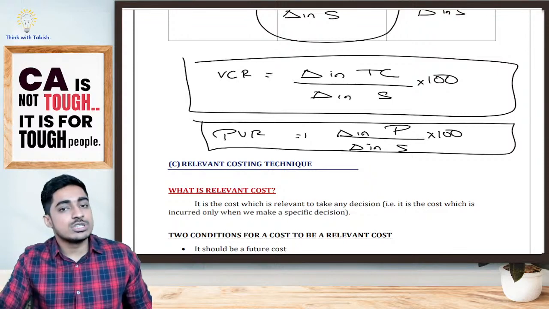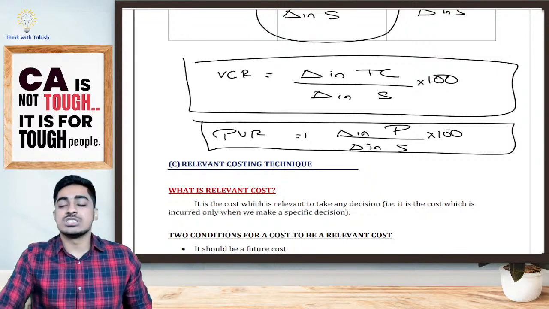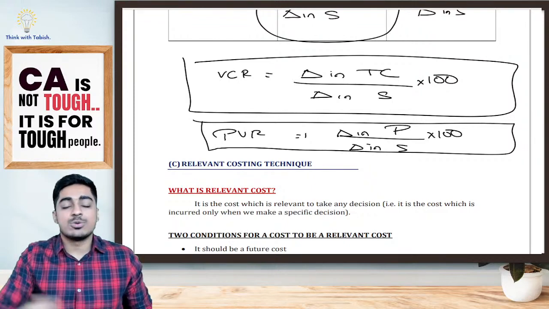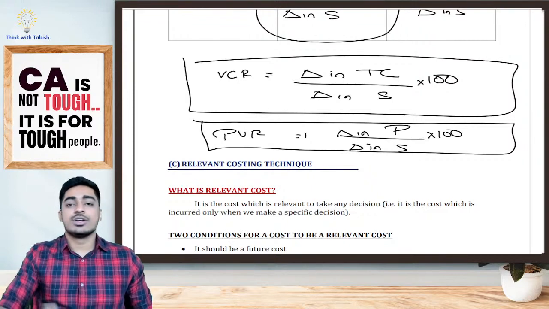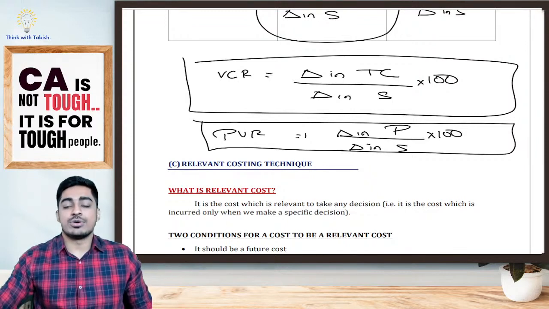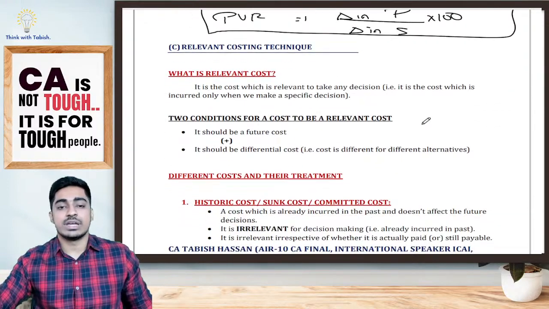In this, there are no questions in the study material. Yes, we will solve all questions from the study material. In relevant costing and decision making, we have 19 questions. All questions will be solved here. Don't worry, that's my promise. But in these two concepts, there were no questions, so we'll not be looking at them.